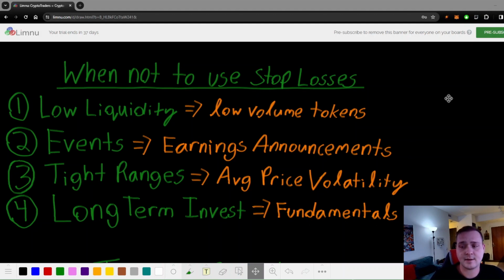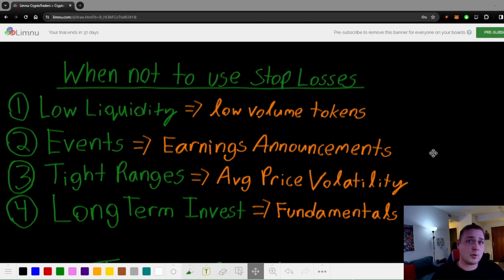Secondly is an event. Obviously for equities there's earnings announcements, but on the crypto side and with tokens there are big news events. If there's a big upcoming event, like a Bitcoin event perhaps, instead of having a hard stop loss set in the market, use a mental stop loss. Typically with these big events, there's going to be a lot of volatility associated with it, and you don't want to be prematurely whipsawed out of your position due to that.